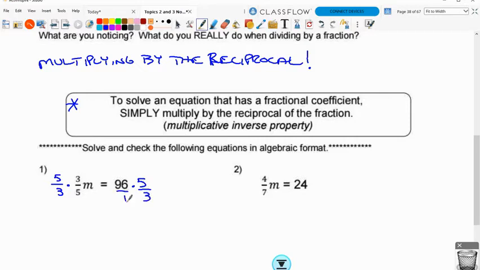I'm going to put 96 over 1. And this is going to be really nice because on the left, the 5 and the 5 are going to turn into 1s, and the 3 and the 3 are going to turn into 1s. So it's 1 over 1 times 1 over 1m, which is just our 1m, which is what we want. Now on the right, we can simplify with the 3 and the 96. They have a common factor of 3. 3 goes into 3 once, and 3 goes into 96 32 times. So now we have 32 over 1 times 5 over 1, which is equal to 160. So m equals 160.